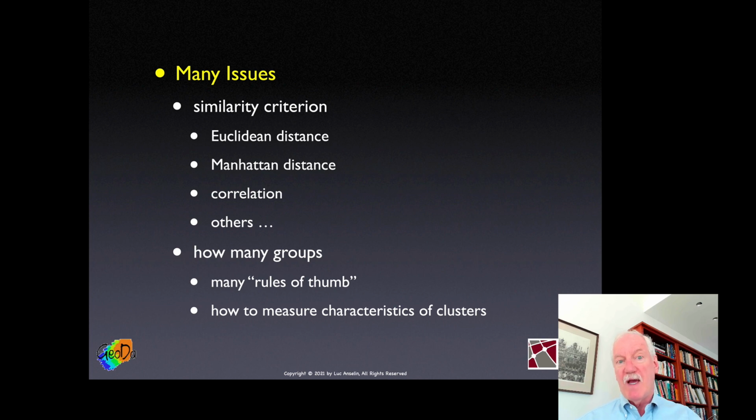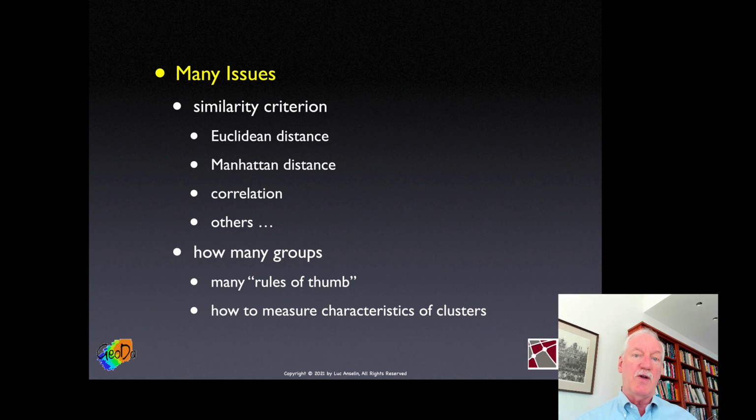Another equally big decision to make is how many clusters do we want? And in many methods, we have to predetermine the number of clusters. In others, we don't. But how do we decide which is the right number of clusters? Should it be 4? Should it be 10? So there's many rules of thumb. There's also some more formal measures. So that is one important aspect of the cluster analysis.